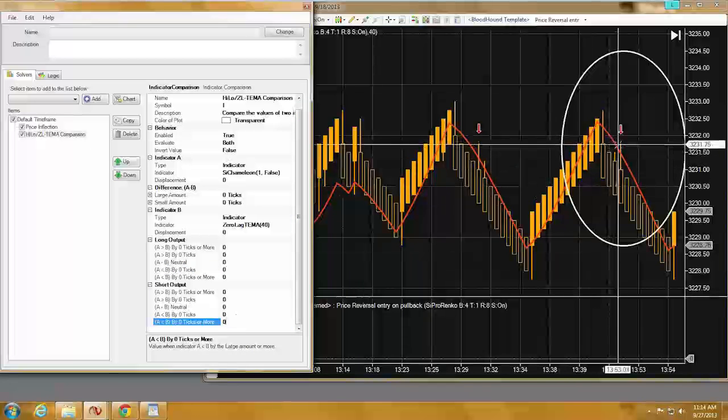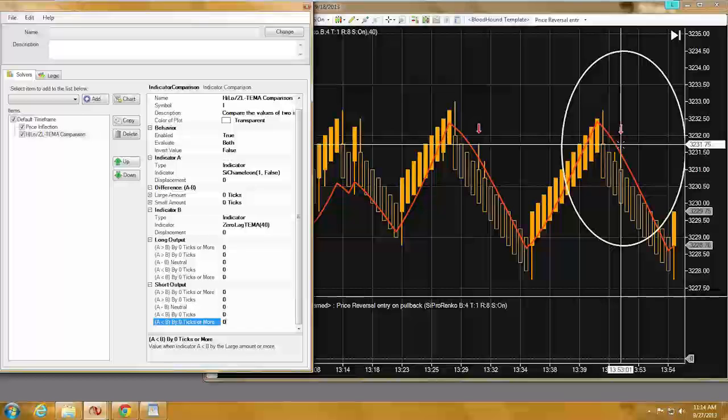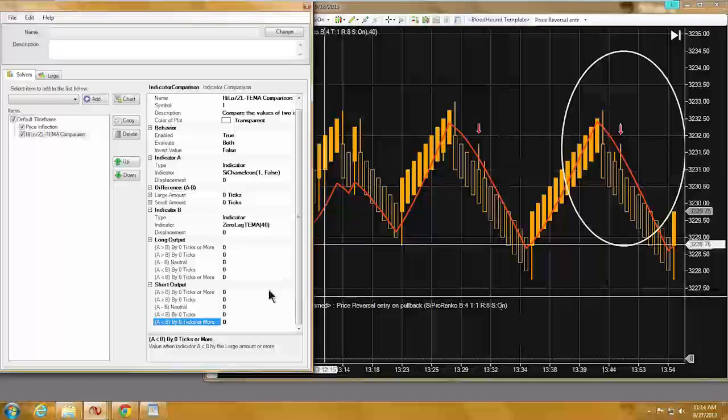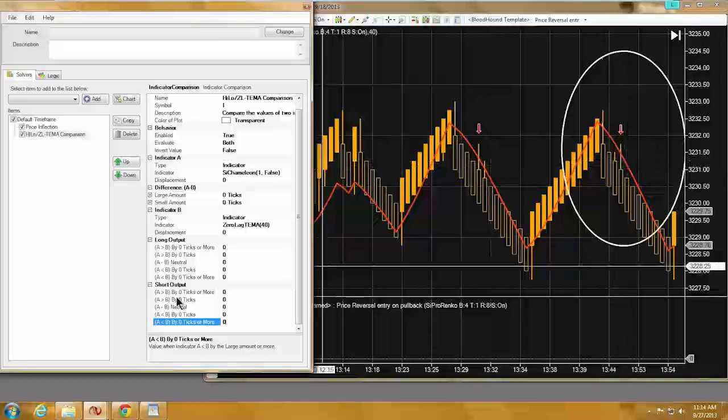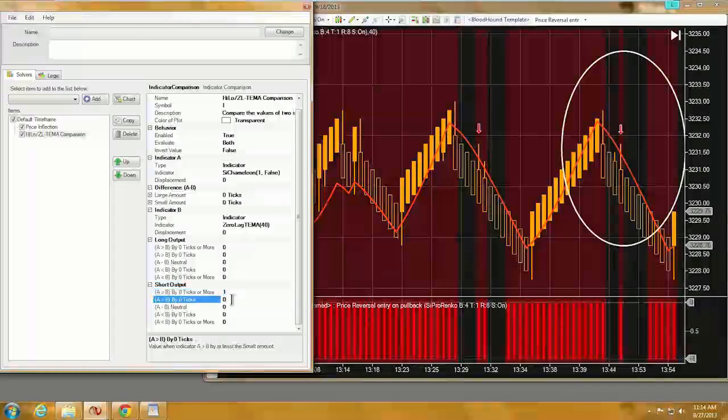And let's see. So we want indicator A, which is our price, right? Indicator A is our high and low price. So I need A to be greater than B, and B represents our moving average. So I want A greater than B, so I want a 1 there. Great. Knowing that, I want my short output set to give me the opposite response of the long output, so I'll set a 1 there.